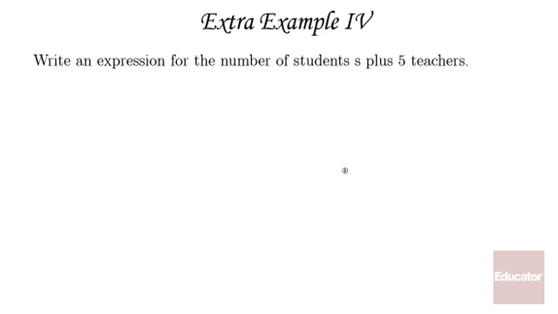Write an expression for the number of students S plus 5 teachers. So we don't know how many students there are, and that's going to be represented by our variable S. So we know that the number of students could change. For now, we're calling the students S. And then plus 5 teachers, so plus 5.